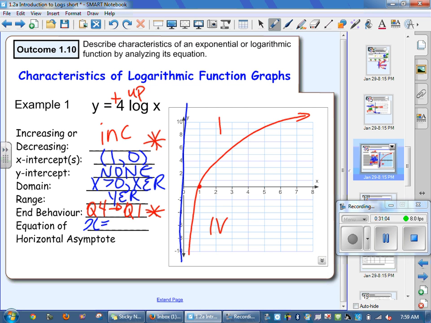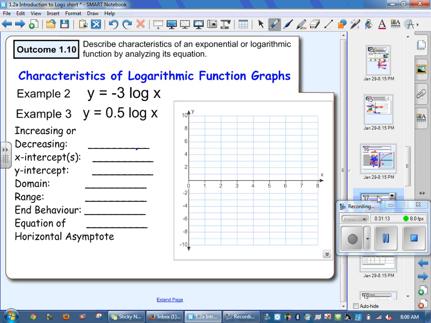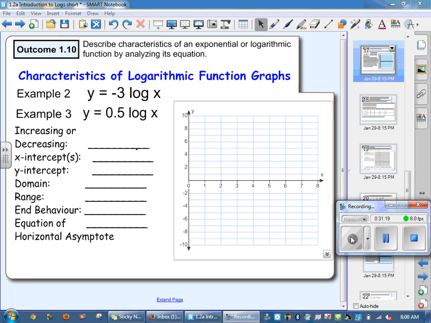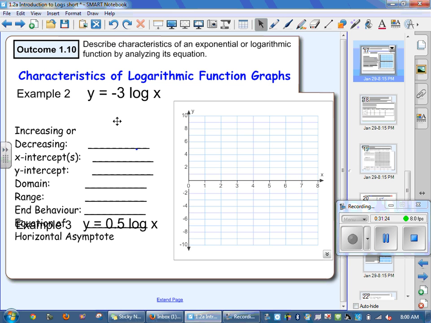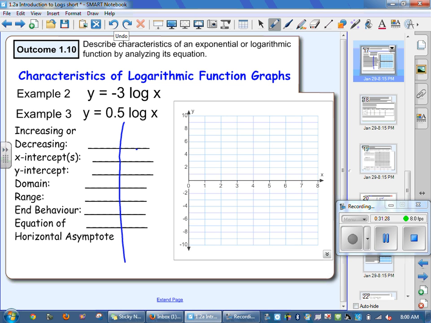Put those two into your calculators and do the exact same thing. Okay, on this one we would have noticed we would have had an increasing and decreasing function. So if I actually take example 2 and 3, put example 2 here, example 3 here. Example 2 is going to be a decreasing graph because it's got a negative, and then we're going to notice that example 3 is going to be an increasing graph because it's got a positive. Okay, so let's draw both those graphs.